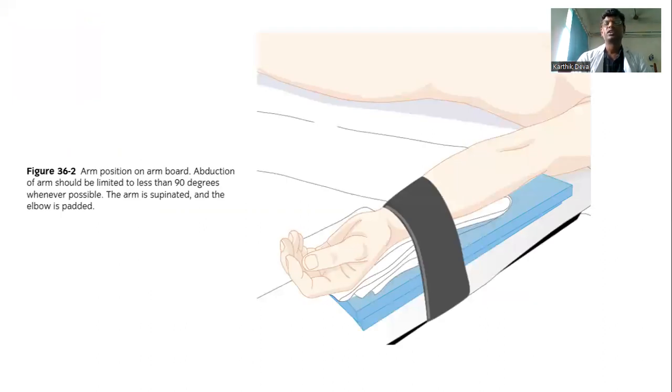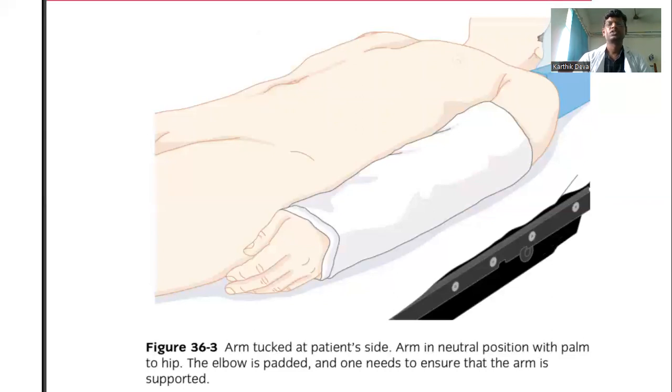This picture shows the arms in the abducted position but at less than 90 degrees in dorsal position. Also, the arms are supinated and the elbow is padded, thereby preventing the elbow from having direct contact with the table. Here, the dorsal decubitus with the arms tucked by the patient's side. Arm in neutral position with palm to hip. The elbow is padded and one needs to ensure that the arm is supported.